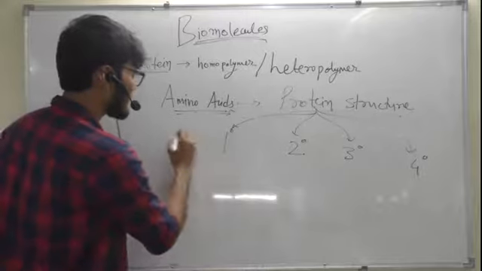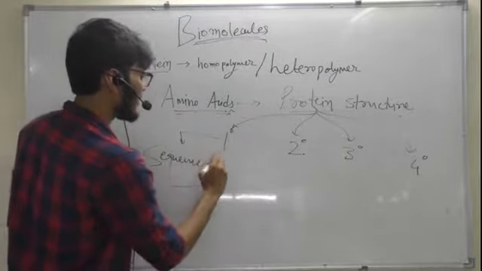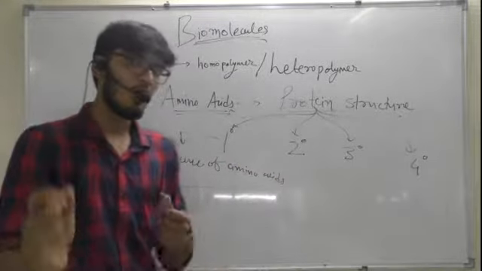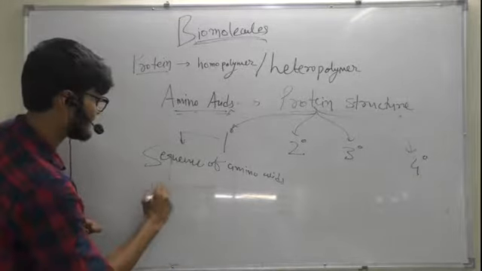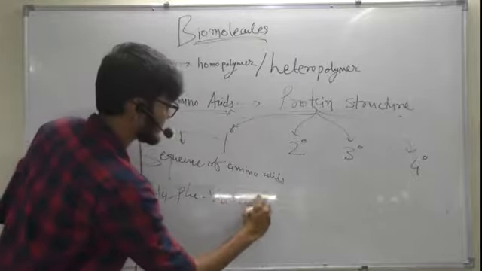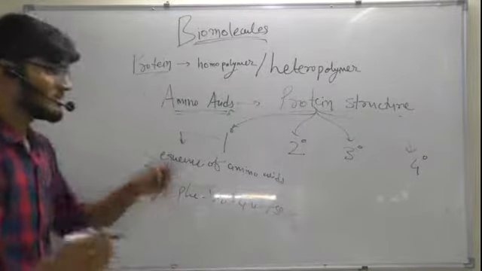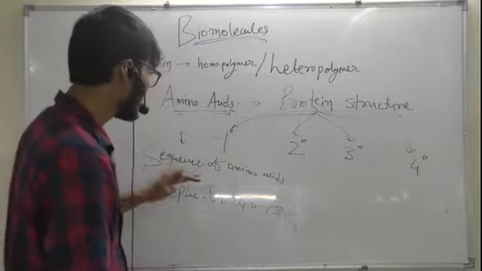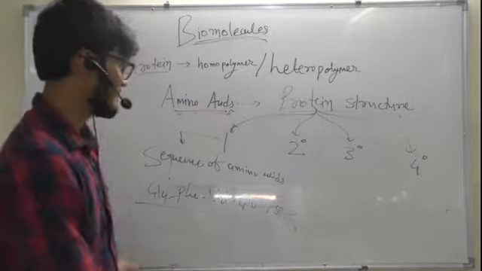So primary structure is nothing but the sequence of the different amino acids that form that protein. Like for example, if a protein is made up of glycine, phenylalanine, valine, glutamic acid, aspartic acid, and so on, this linear structure that shows the amino acids present in the protein is known as the primary structure of the protein.